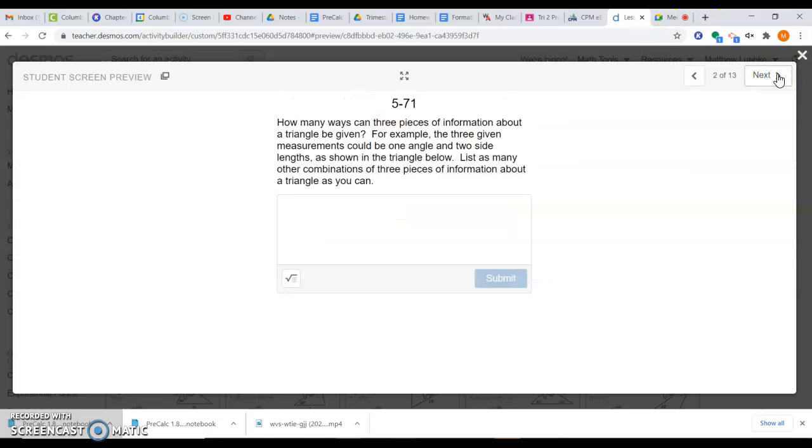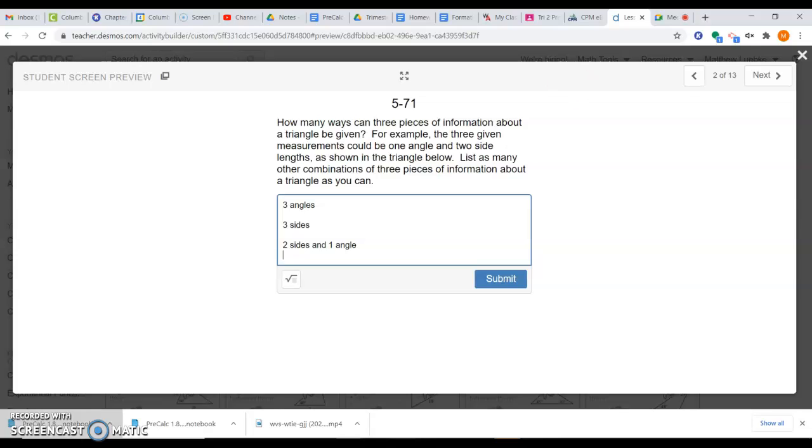Okay, so just looking over this, the first thing is how many ways can three pieces of information be given about a triangle? So their example is that the three given measurements could be one angle and two side lengths. We want to list every combination. Another combination could be three angles. Another could be three sides. You could have two sides and one angle. You can just list all the different variations here that you can think of.